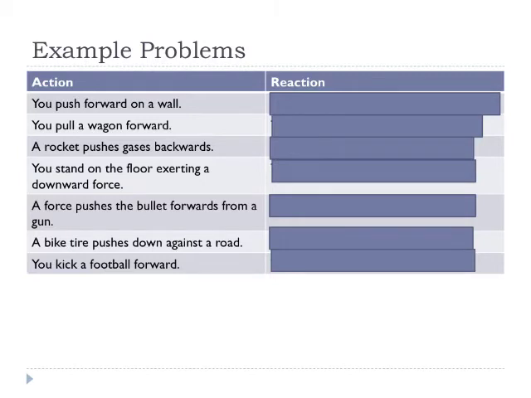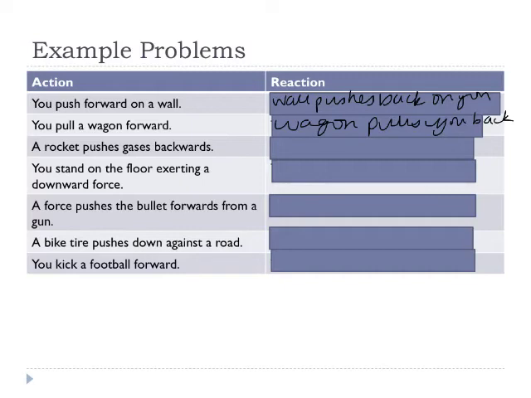You push forward on a wall. The wall pushes back on you. You pull a wagon forward, the wagon pulls you back towards it. A rocket, as it leaves the earth, pushes gases downward. Those gases get the rocket off the ground and push the rocket upward.